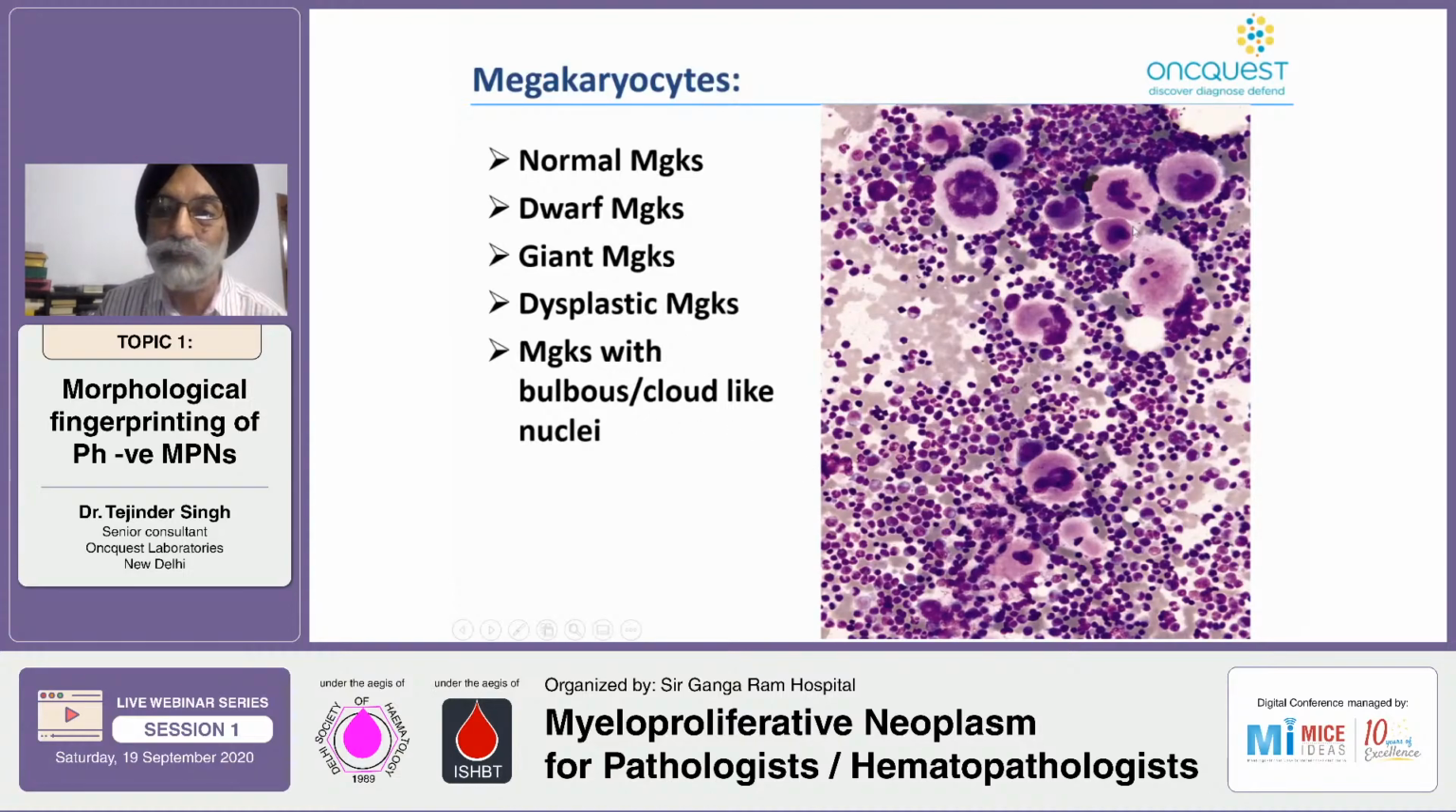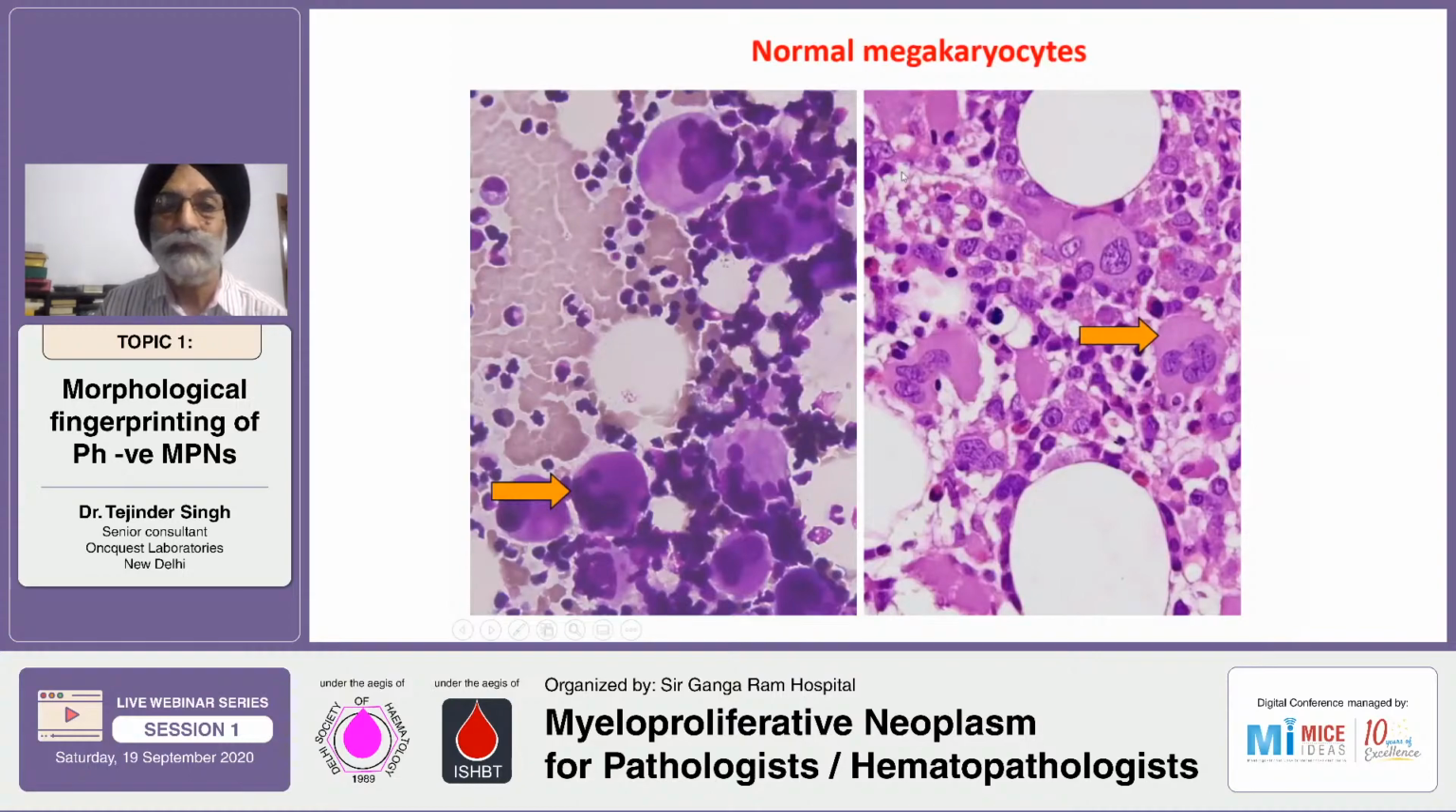Now, this is a case of ITP, where by and large the megakaryocytes are of normal morphology. These are the normal megakaryocytes on the smear, where you find multilobated nuclei. The size is normal. Similarly, on a bone marrow trephine biopsy, you find the megakaryocytes with multilobated nuclei. Size is within normal limits.